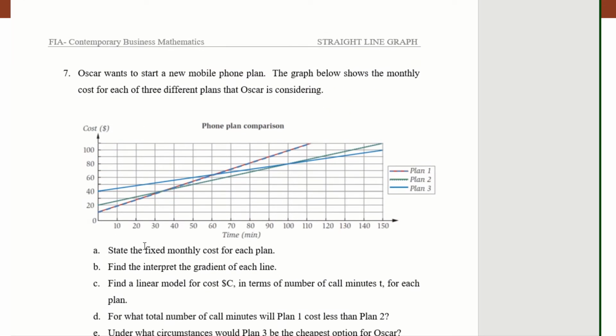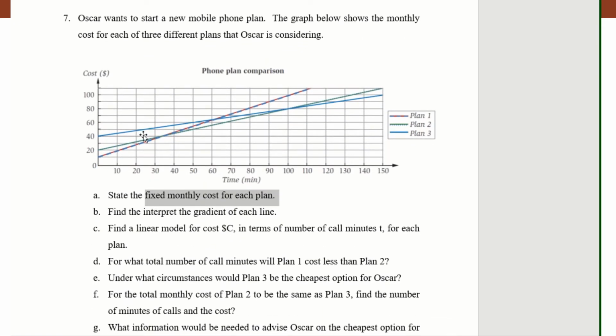So state the fixed monthly cost. Fixed monthly cost should be your y-intercept for each one. Gradient, you find 2 points and find the gradient. Always find the point that is accurately on the line. Linear model, they want your y equals mx plus c.